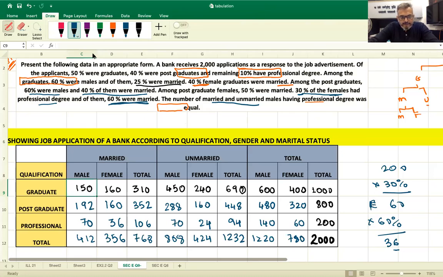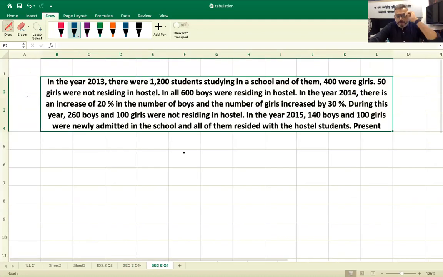Let's go to the 8th sum. Now, see, now this is a simple sum, but there are lots of percentage and number of boys and girls and increase and decrease. That's why I have taken up this sum so that it becomes easy when you do this sum on your own. Let's read the question.